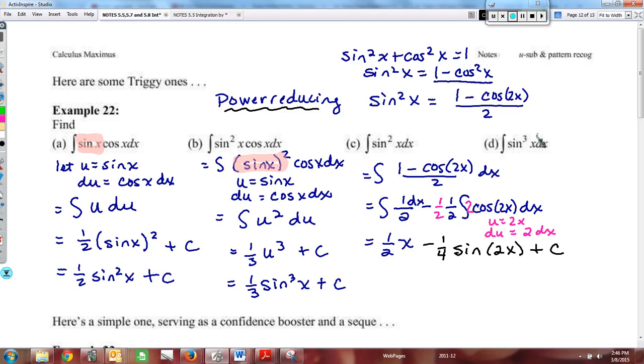All right, now let's take a look at this. Again, the same problem is going to arise. I can't let u equal sine of x because I don't have its derivative cosine anywhere in the problem. The trick to this one is to recognize that I can split this into sine squared x times sine of x dx, and that what I'm going to do now is power reduce over on this one.